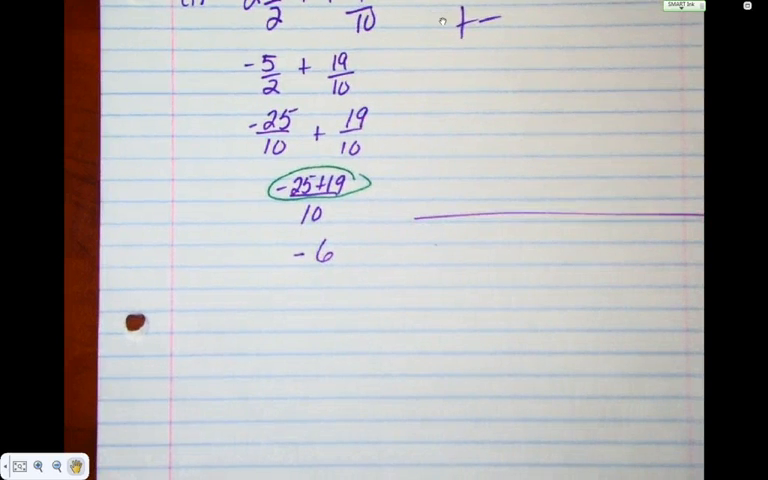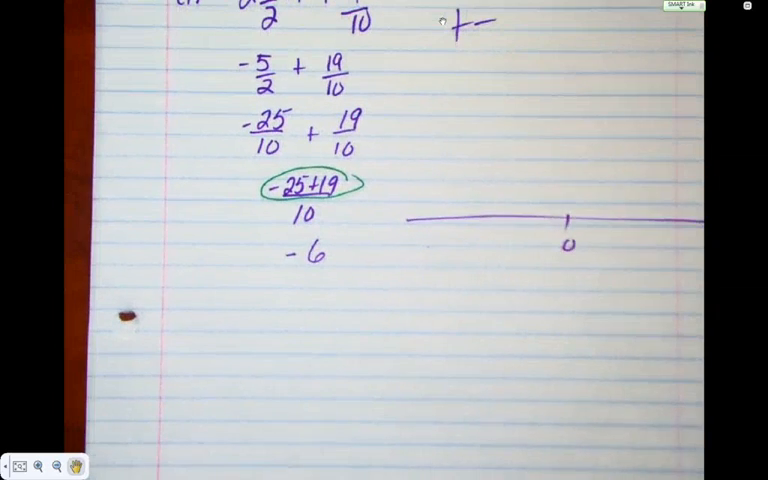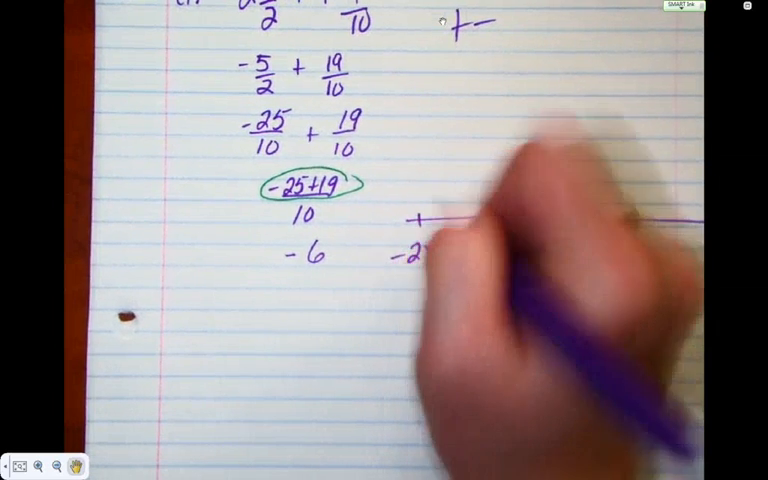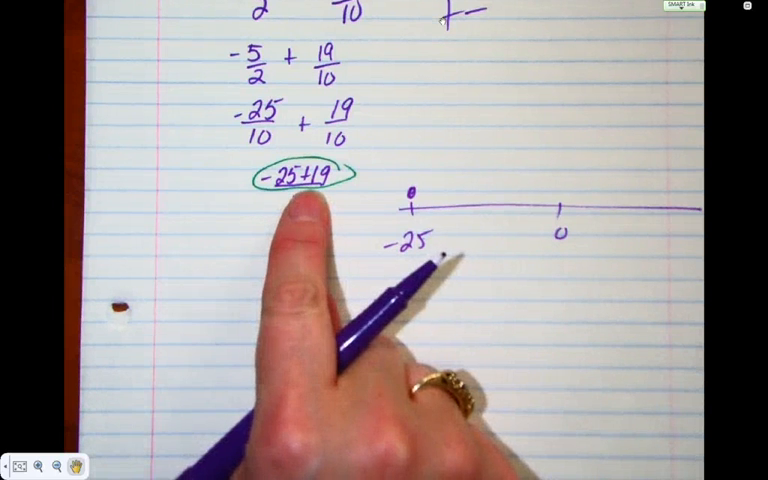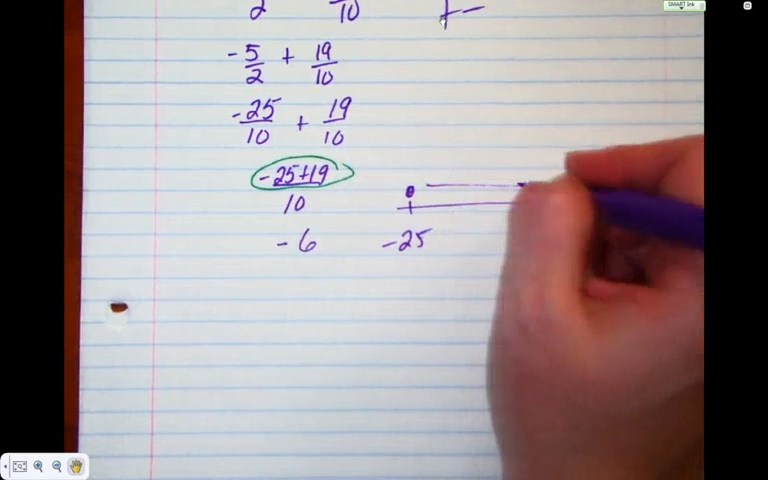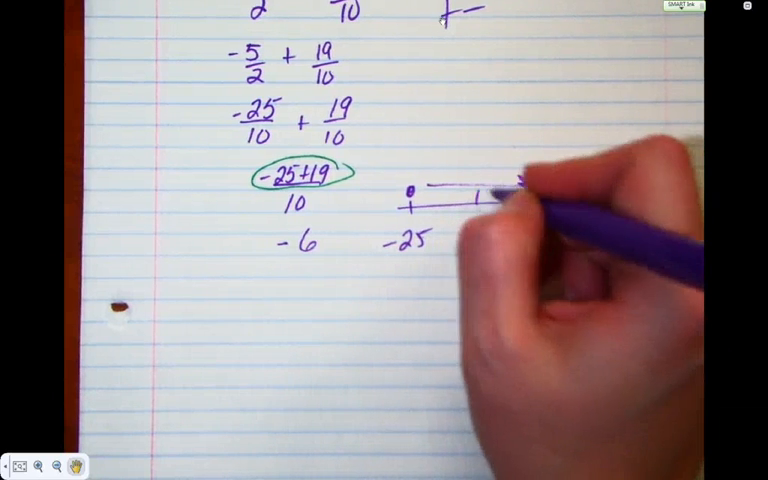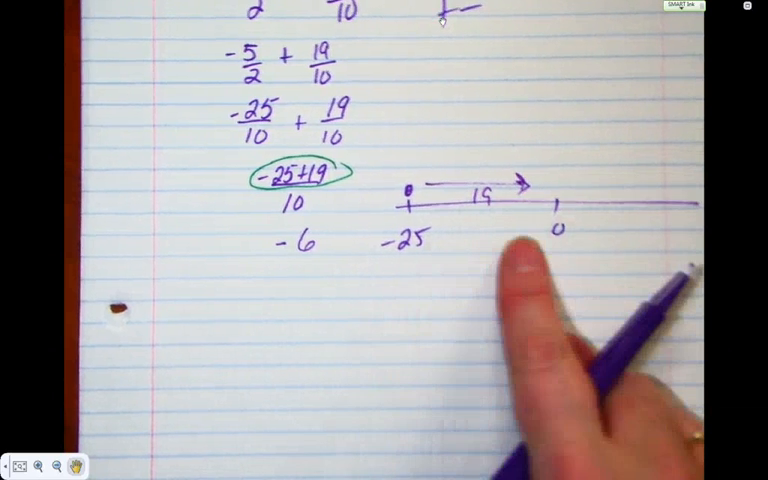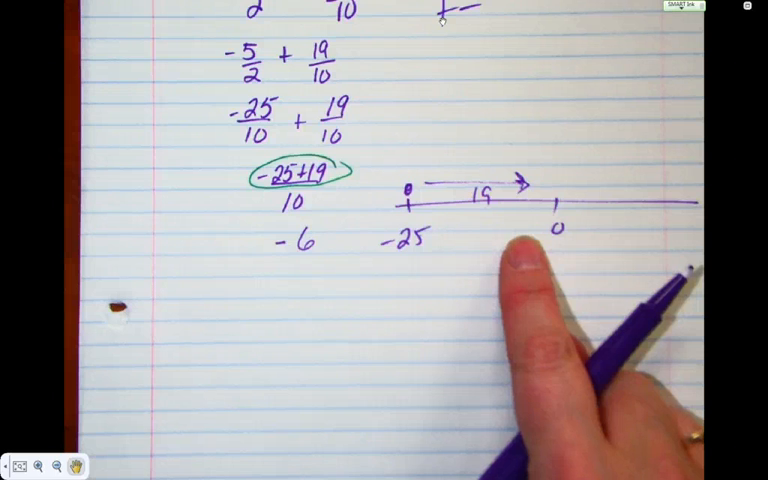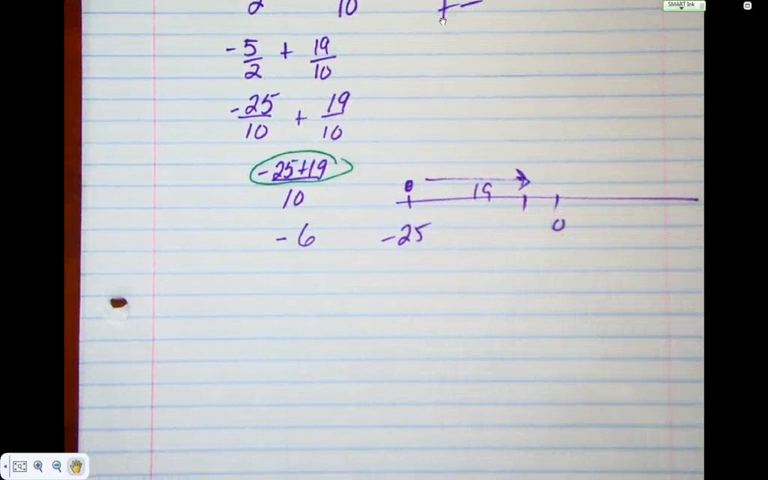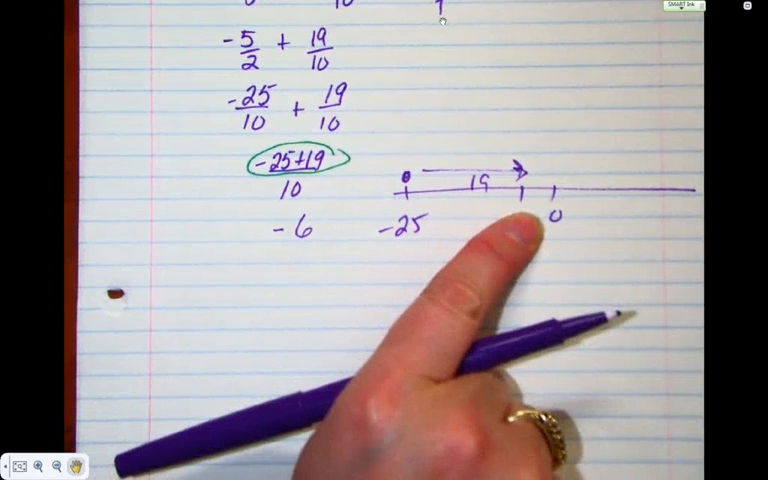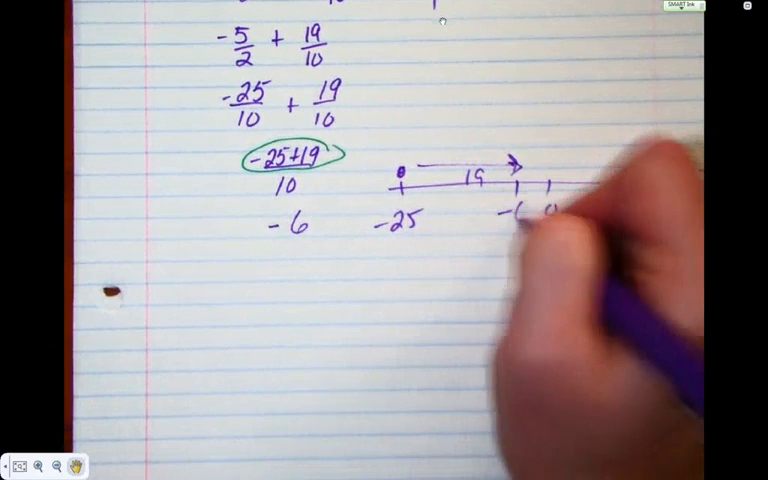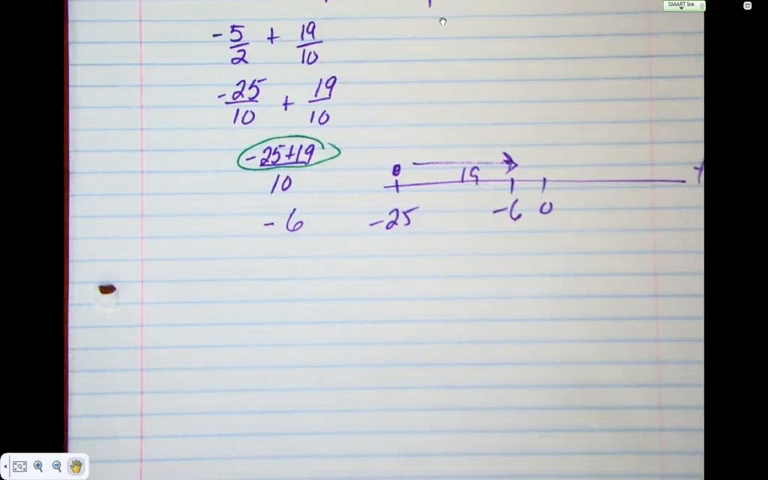Let me show you a trick on a number line that works for right brain people. So I'm going to go over here to negative 25, which is our starting number. And I want to go 19 in the positive direction, which means I'm going towards the positive numbers. So if I go 19 units towards the positive, where am I going to end up? I'm going to end up at minus 6. Okay, there's a number line way to do the integers.